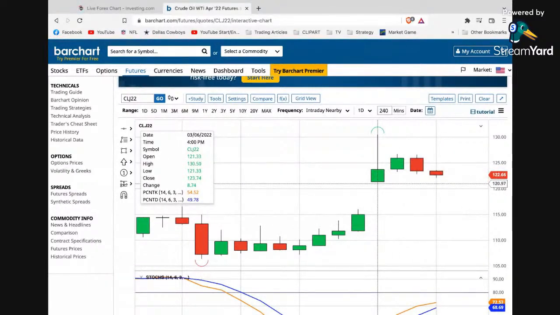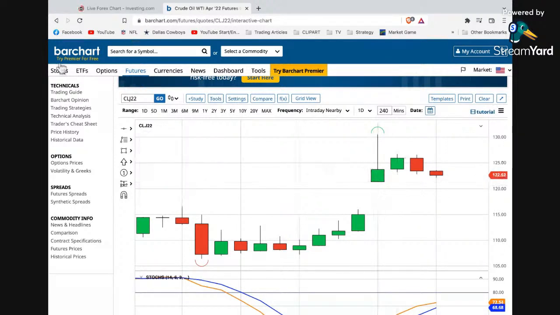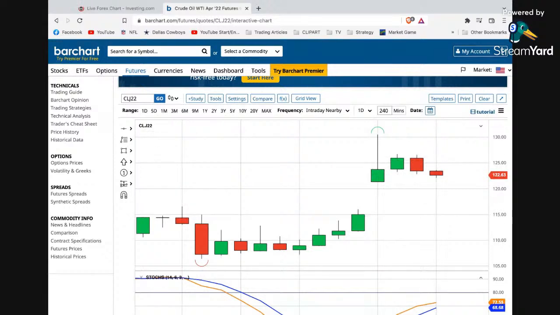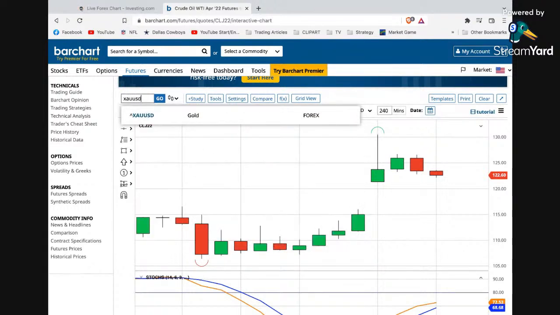So we got the euro nose diving. We got the British pound nose diving. We got gold. I gotta look at gold. I forgot gold. We got oil flipping. And I want to look at XAUUSD. This is the relationship of gold relative to the US dollar. It also has an inverse relationship.